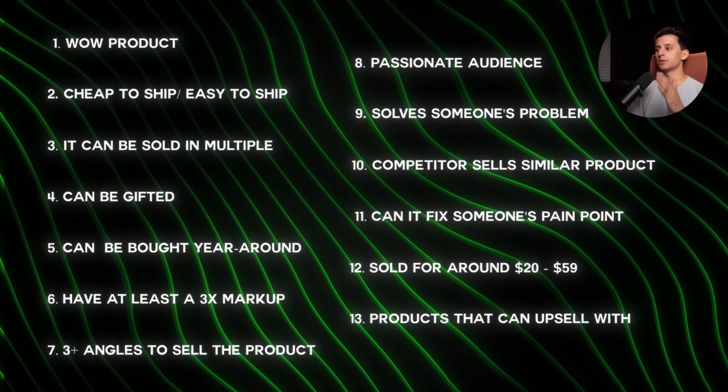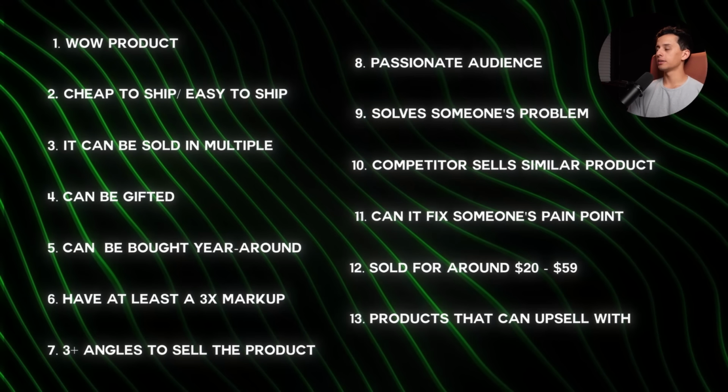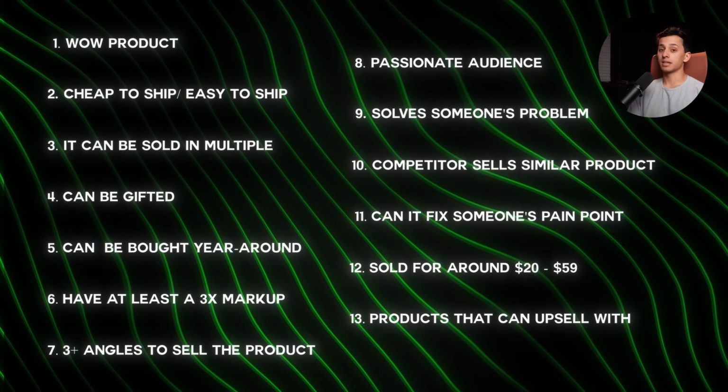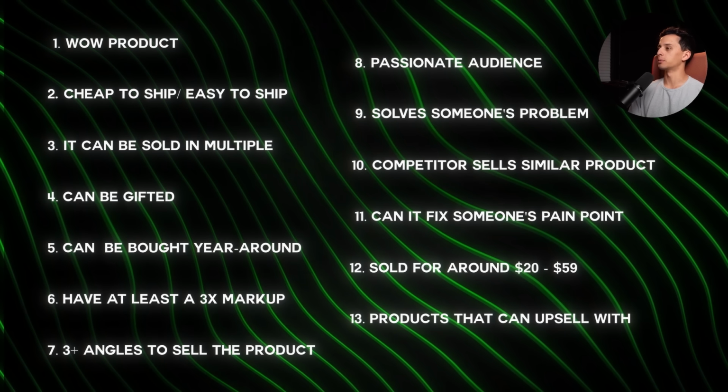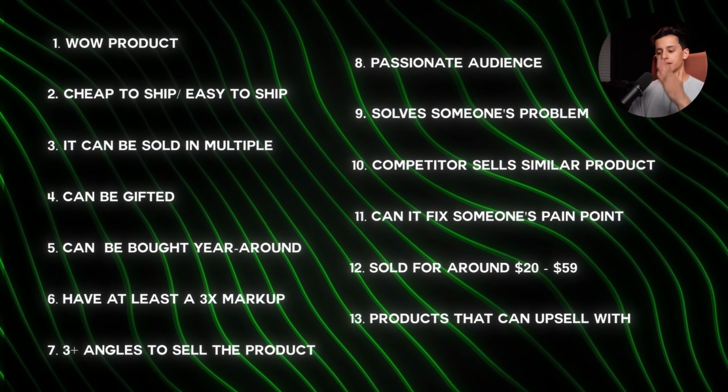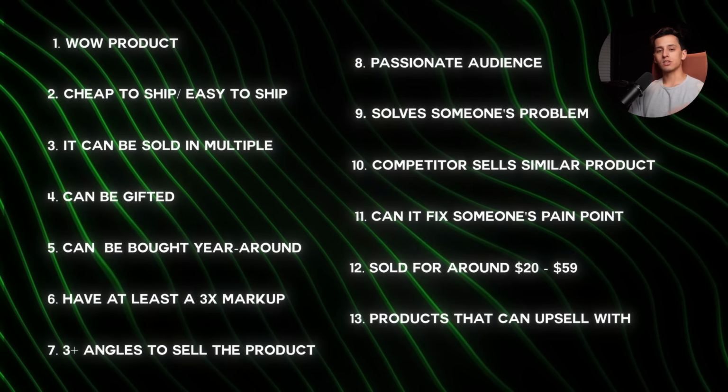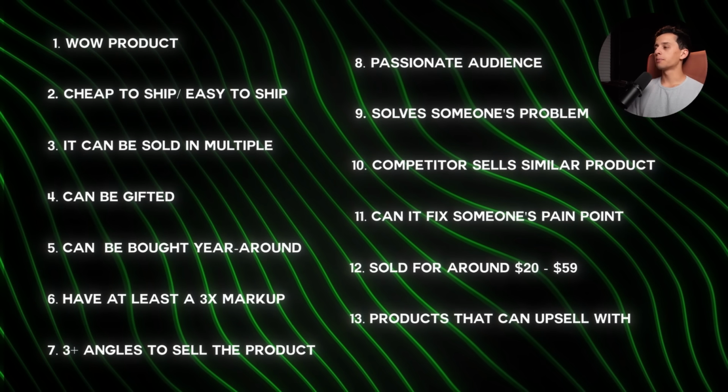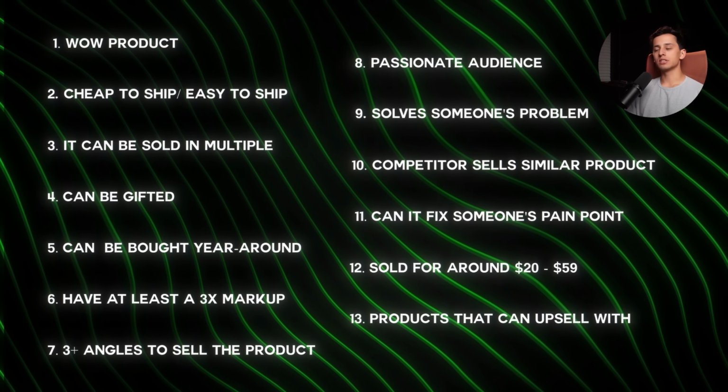Number 5, something a person can buy year round. Seasonal products are great, but selling year round products are even more profitable. Number 6, has at least a 3x markup. If you source something for $10, let's say this phone case, you need to be able to sell it for $30. Number 7, you need to have 3 angles to sell the product.